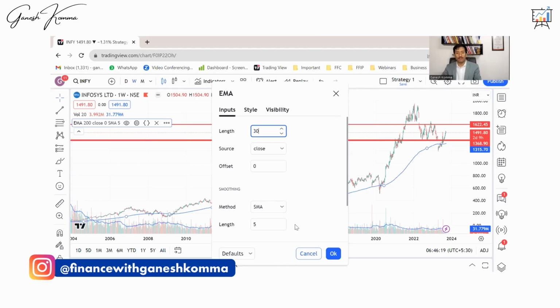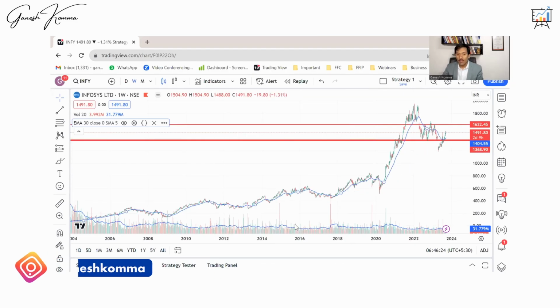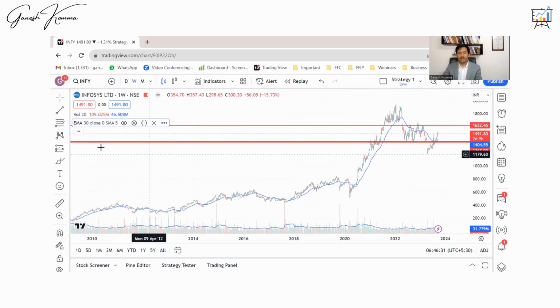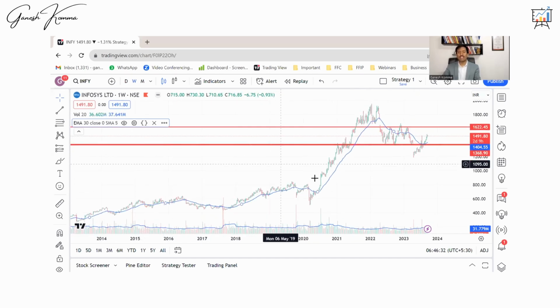And here the question may come, sir, why 30 weeks EMA? Why can't I keep 40? Why can't I keep 20? Why can't I keep 10? See, it's just the back testing that you do, right? EMA 21, you can try out, EMA 30 or even EMA 40, anything. For me, after doing a lot of back testing and from the positions which I have been in, EMA 30 has worked wonderfully well for long-term stocks, right? For the long-term stocks.